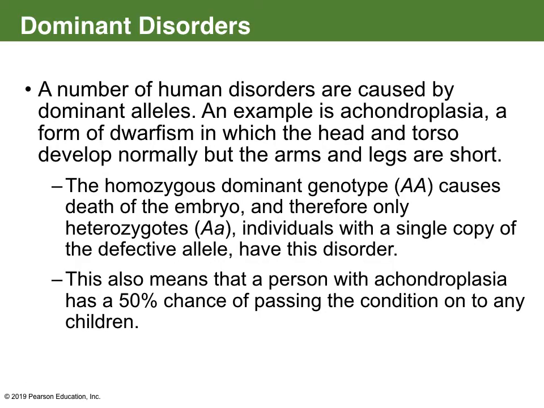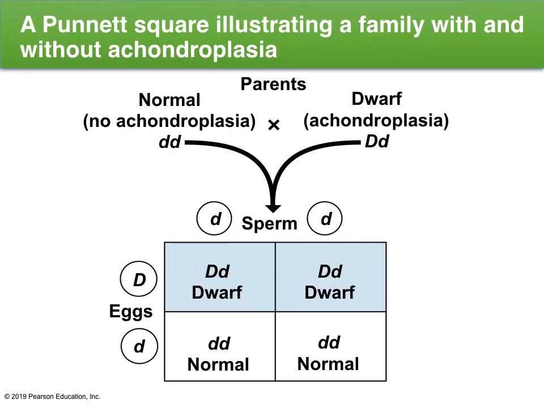Now again, some disorders are caused by dominant alleles. So achondroplasia is again one form of dwarfism. Well, the homozygous dominant genotype causes death of the embryo. So only heterozygotes will have the disorder. They can only have one copy of the defective allele. So that means a person with achondroplasia has a 50% chance of passing the condition on to any children. Let's take a look. All right, so here's the Punnett square.